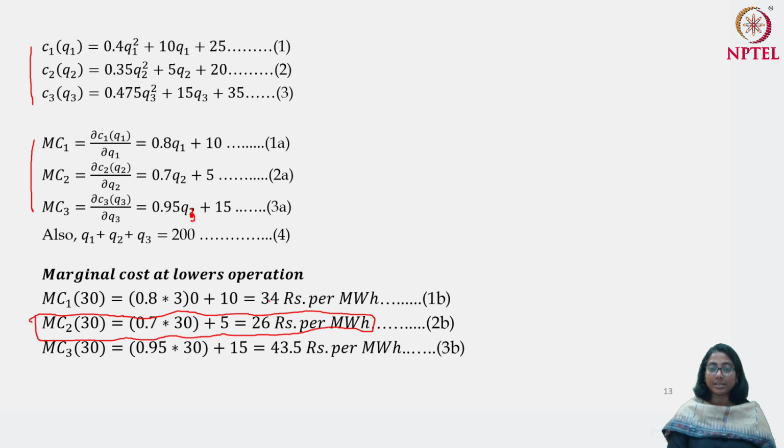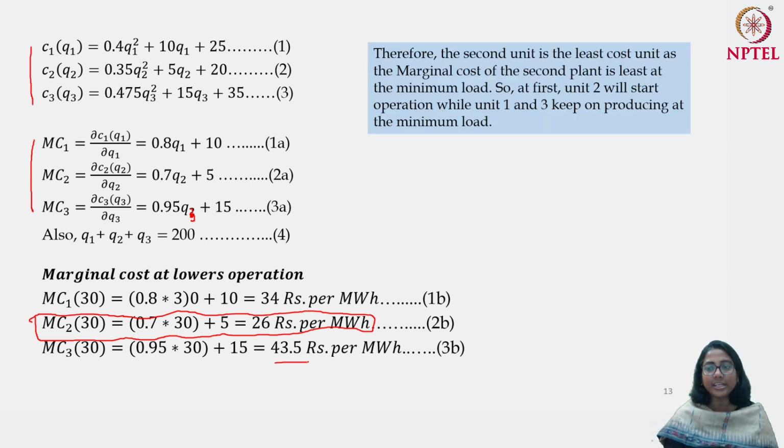The second unit is the most efficient generating unit. The next efficient generating unit is the first one, and the third one is the least efficient generating unit, as you can see that the marginal cost is highest at Q equal to 30. So the second unit is the least cost unit, as its marginal cost is least at the minimum load. So unit 2 will start operating, while units 1 and 3 keep producing the minimum load, and it is first the second unit that will be allowed to go beyond the minimum load.